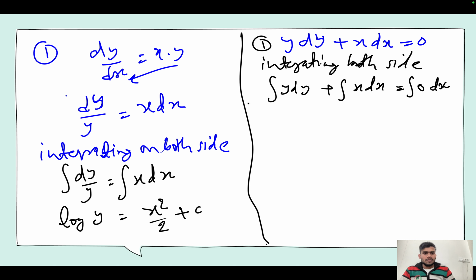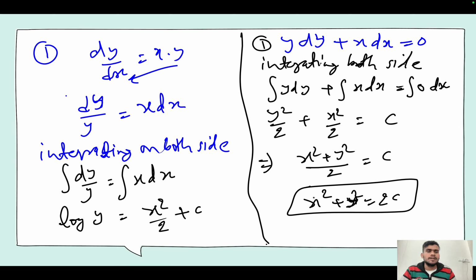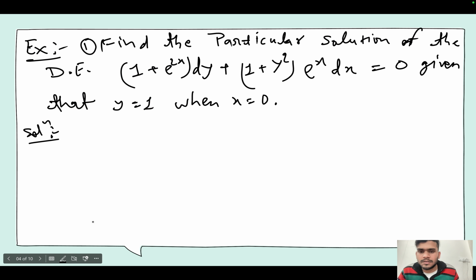It becomes y square by 2 plus x square by 2, and this is equal to some constant. Rewriting, taking 2 as common, x square plus y square is equal to 2c. As you can see, this is the equation of a circle, with radius under root 2c and center at the origin.